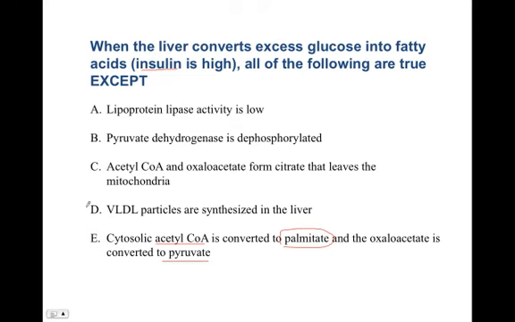What about D? VLDL particles are synthesized in the liver. This is also true. Our VLDL particles are being synthesized in the liver, and the primary component are our triacylglycerols that are also being synthesized in the liver from our newly synthesized free fatty acids.